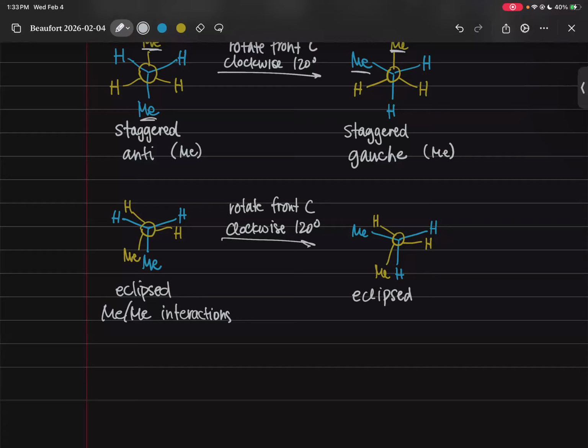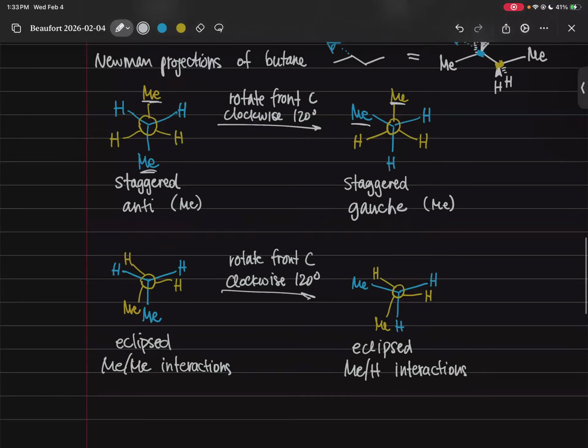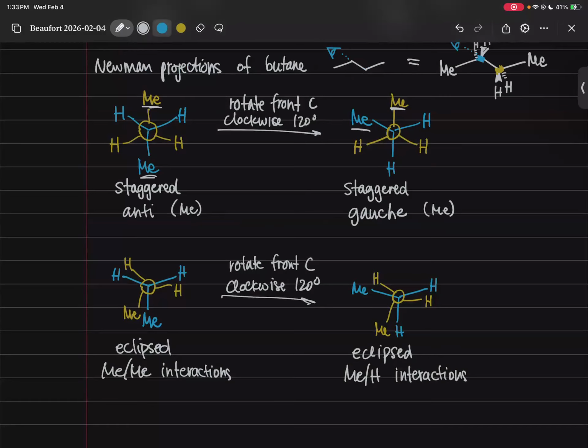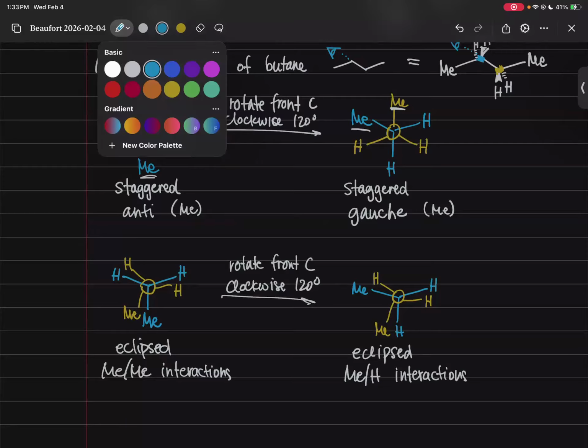This is also an eclipsed conformation, but here we have interactions between the methyl groups and hydrogens. So this methyl group is interacting with this hydrogen, this methyl group with this hydrogen. Those are our four possible conformations of butane.